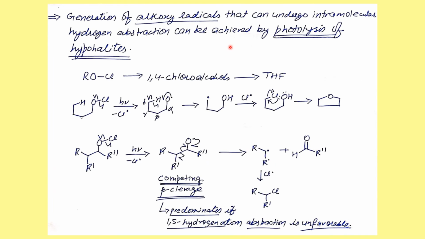Okay, now we can see that, apart from the generation of alkoxy radical, it can undergo intramolecular hydrogen abstraction, which can be achieved by photolysis of hypohalides. So what we took so far was the organonitriles. Instead of the organonitriles, hypohalides can be used, and if we irradiate these hypohalides, what do we end up getting? 1,4-dichloro alcohols, which can be transformed into THF. So this is probably one of the best methods to convert these hypohalides into tetrahydrofuran derivatives.